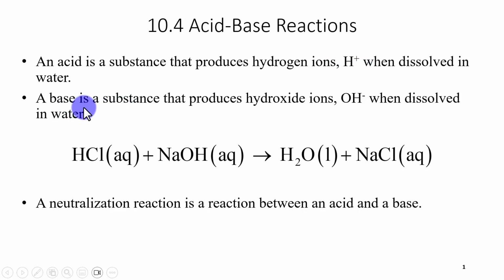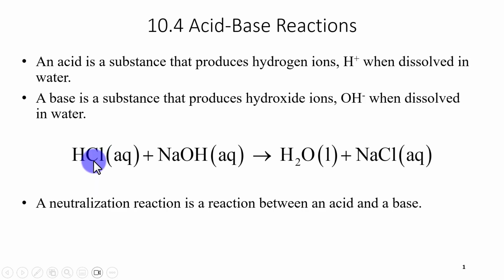A base, on the other hand, is that kind of substance that when we place it in water, it gives us hydroxide ions, OH minus ions. Here is a reaction of an acid and a base. If I put HCl in water, it will split into H plus and Cl minus. If I put NaOH in water, it will split into Na plus and OH minus. So it's a base because it produces OH minus. HCl is an acid because it produces H plus ions when dissolved in water.